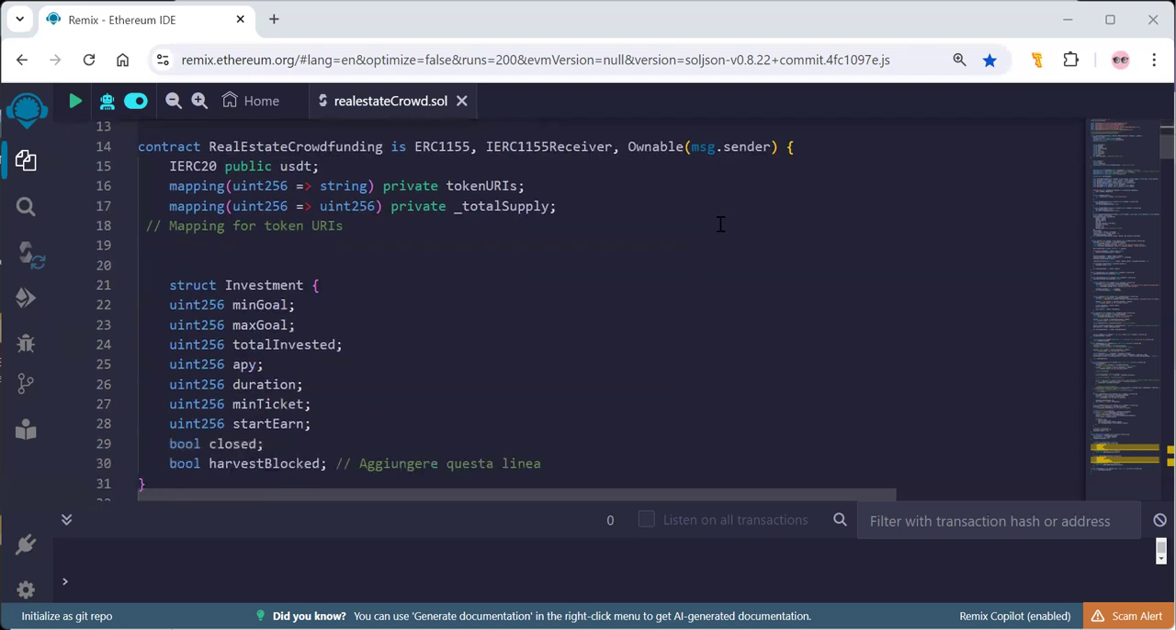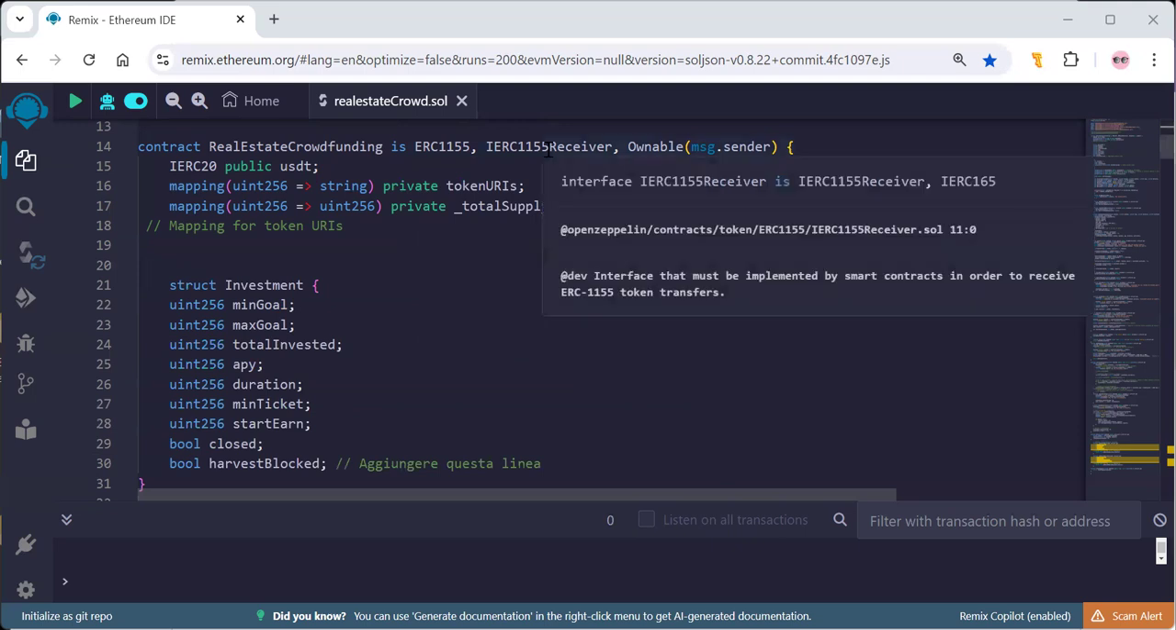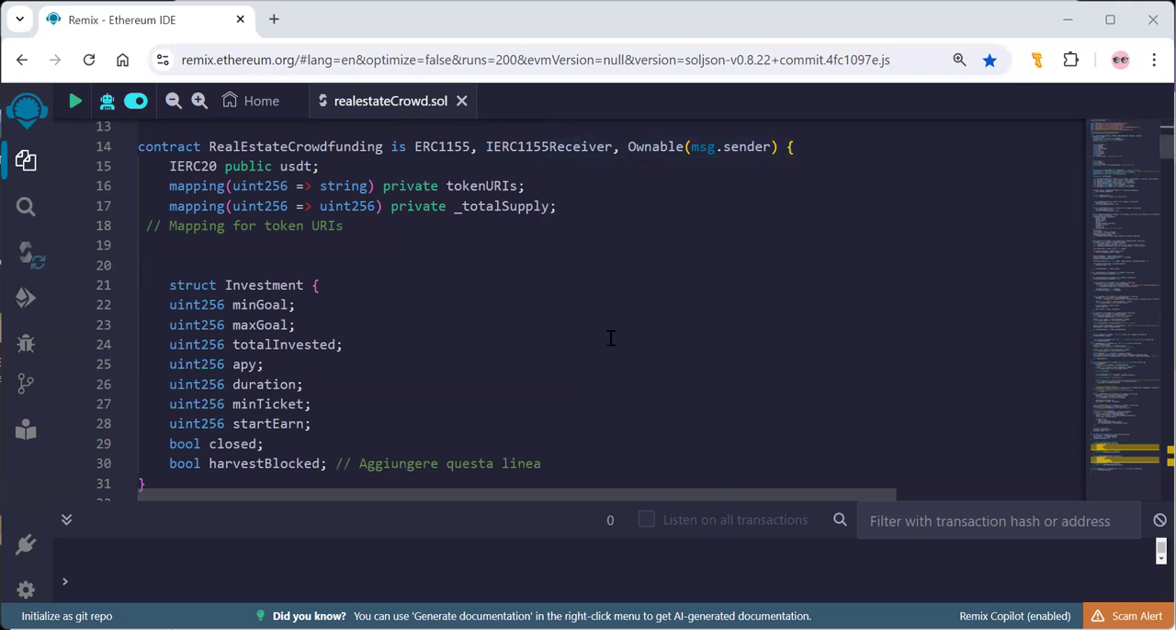So let's have a look at the main contract that is inheriting a non-fungible token protocol function, and also the possibility to receive this kind of NFT, because after the minting of this NFT, the owner will be the smart contract itself. So it needs to receive the NFT after the minting.